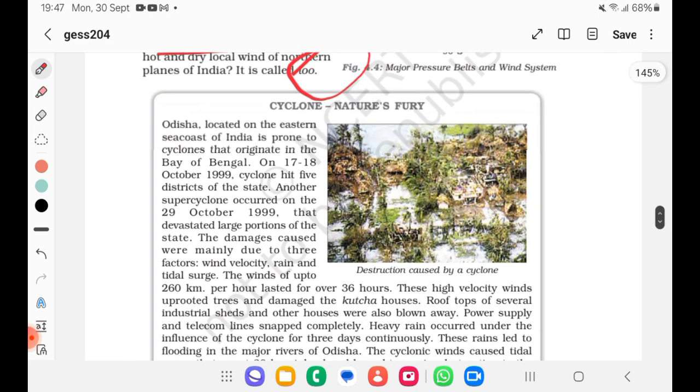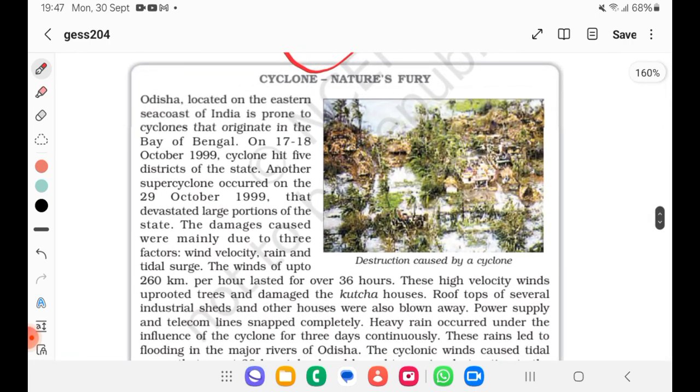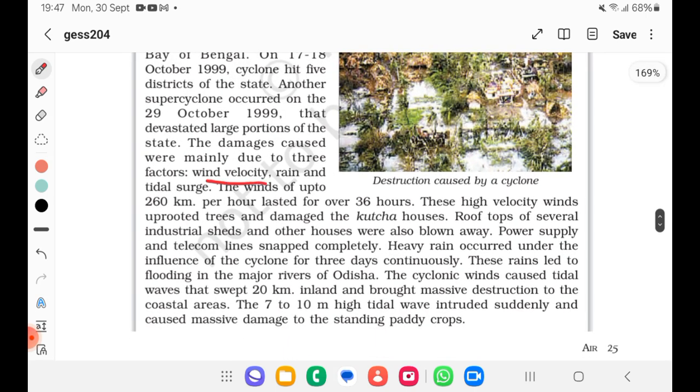Cyclone, nature's fury. Odisha, located on the eastern sea coast of India, is prone to cyclones that originate in the Bay of Bengal. On 17-18 October 1999, a cyclone hit 5 districts of the state. Another super cyclone occurred on 29 October 1999 that devastated a large portion of the state. The damages caused were mainly due to three factors: wind velocity, rain, and tidal surge.